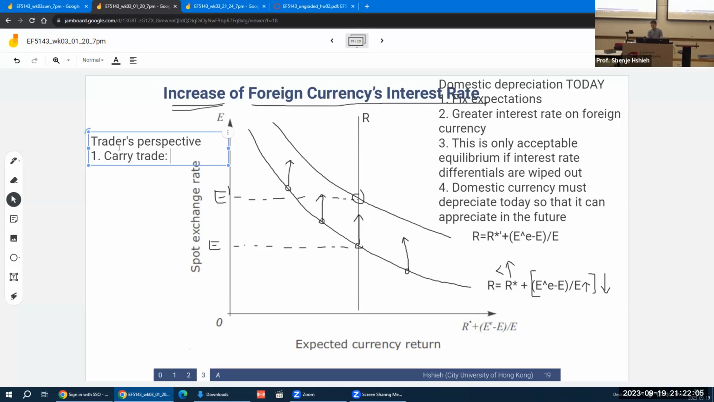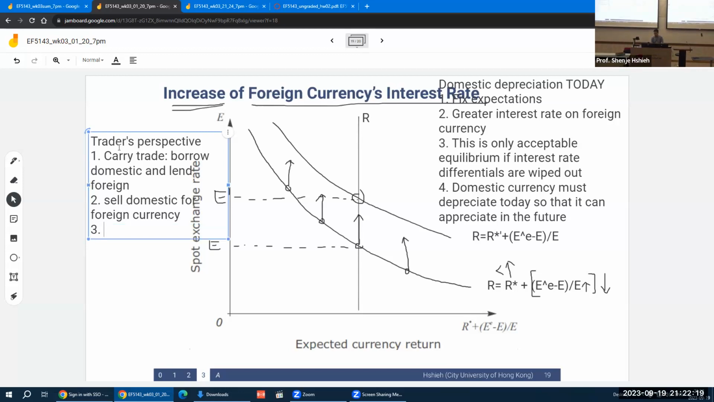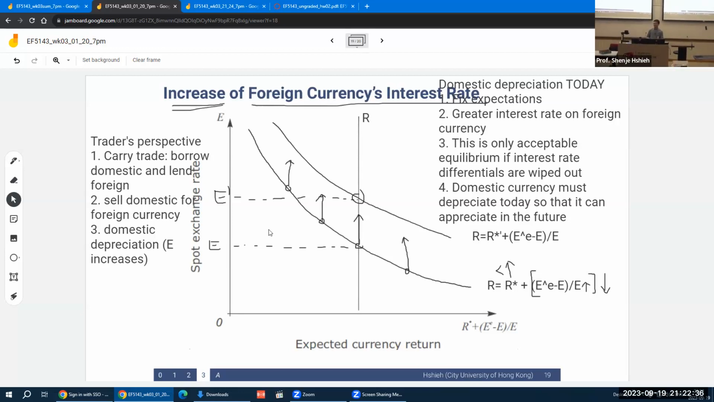Carry trade: borrow domestic now and lend foreign. In doing so, you have to sell domestic for foreign currency. Therefore, you're going to have domestic depreciation, which means E increases. And that's your new equilibrium, at a higher E. So now you can make predictions, or at least you understand how it works with UIP.